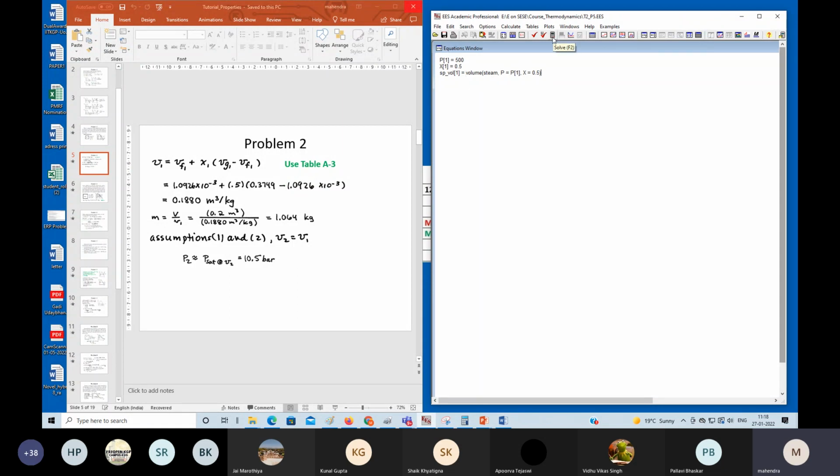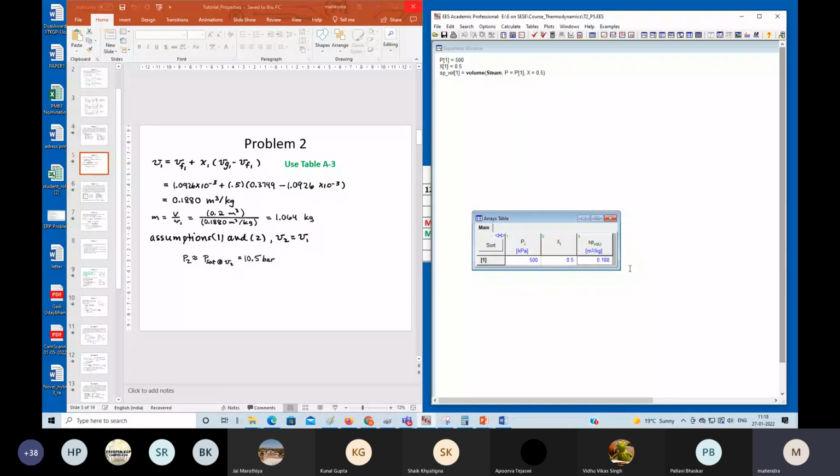After that, you need to click this particular thing. This is giving you solve. So what we have obtained? This is the table it is giving, all the properties. 0.188. Is the same matching over here? Yes. 0.188. Earlier what we have done?